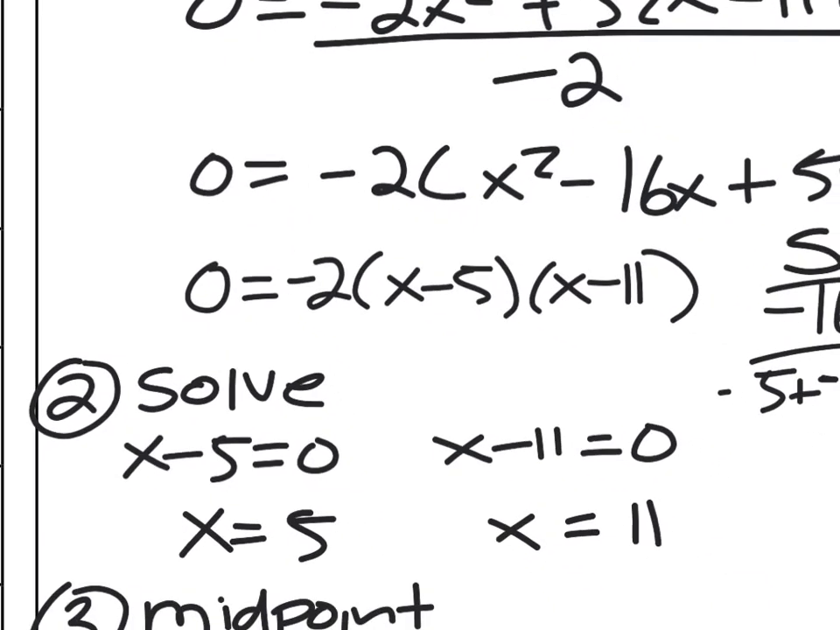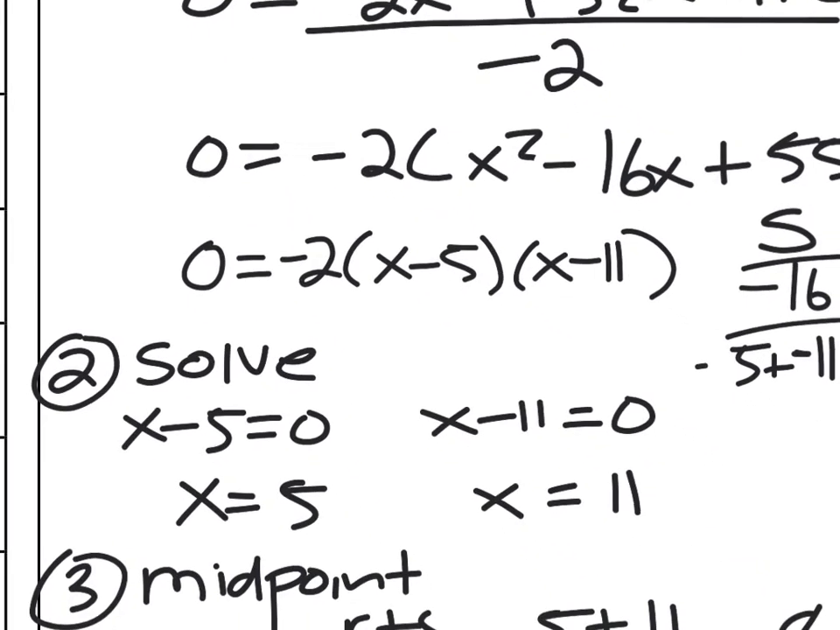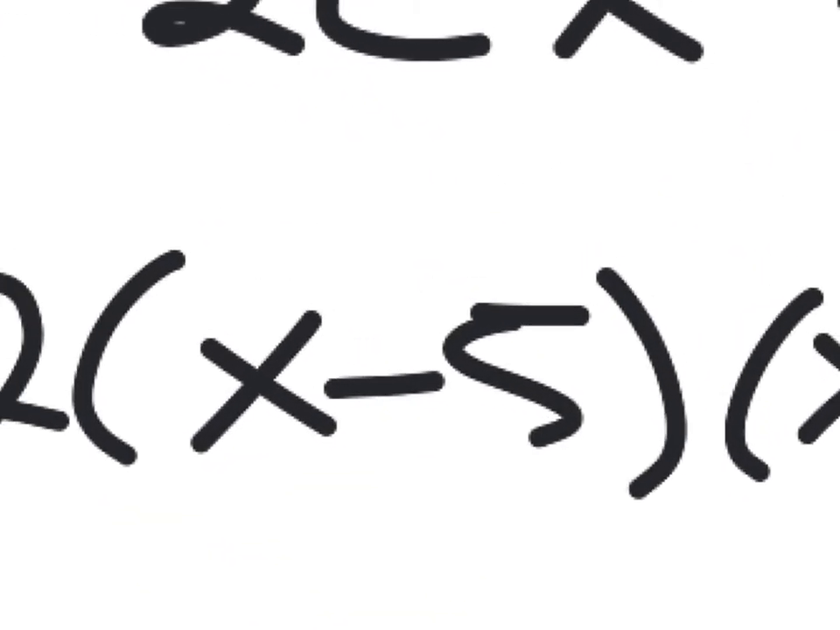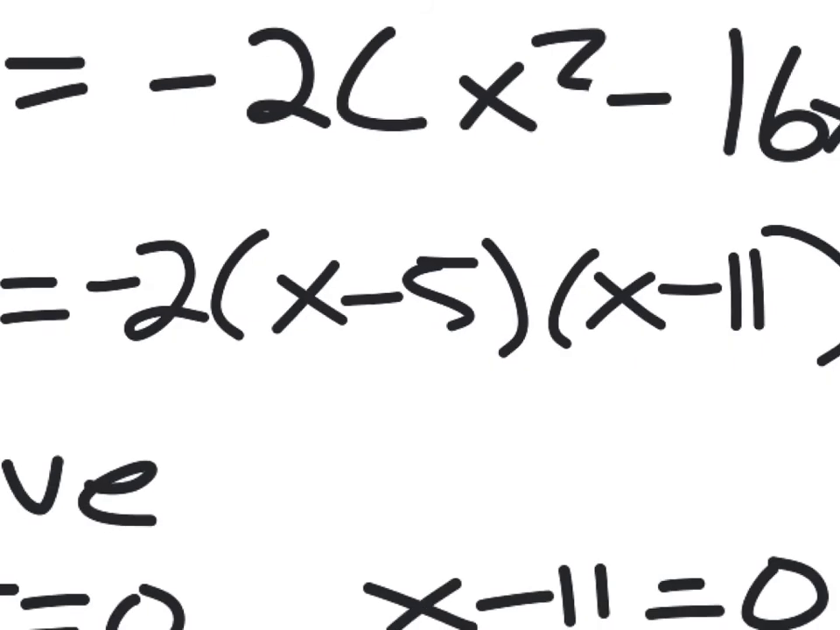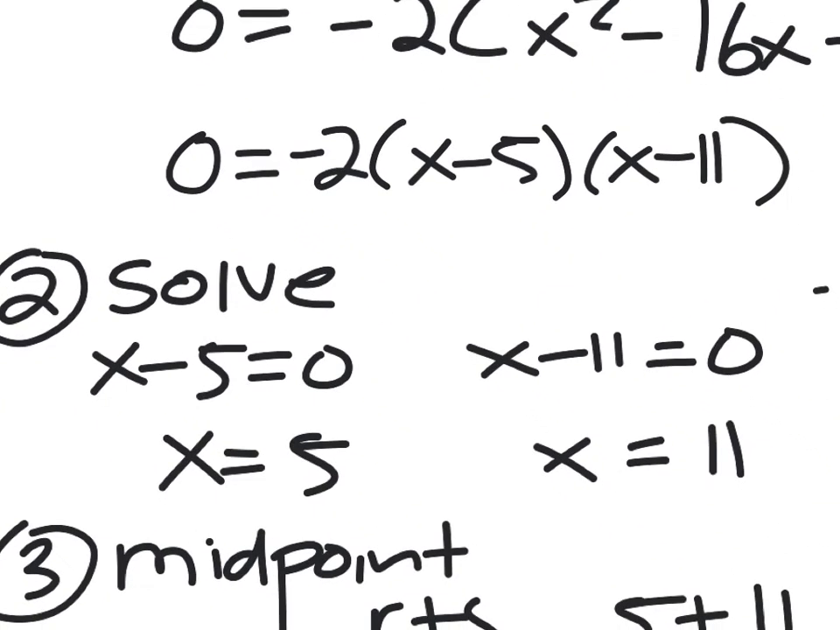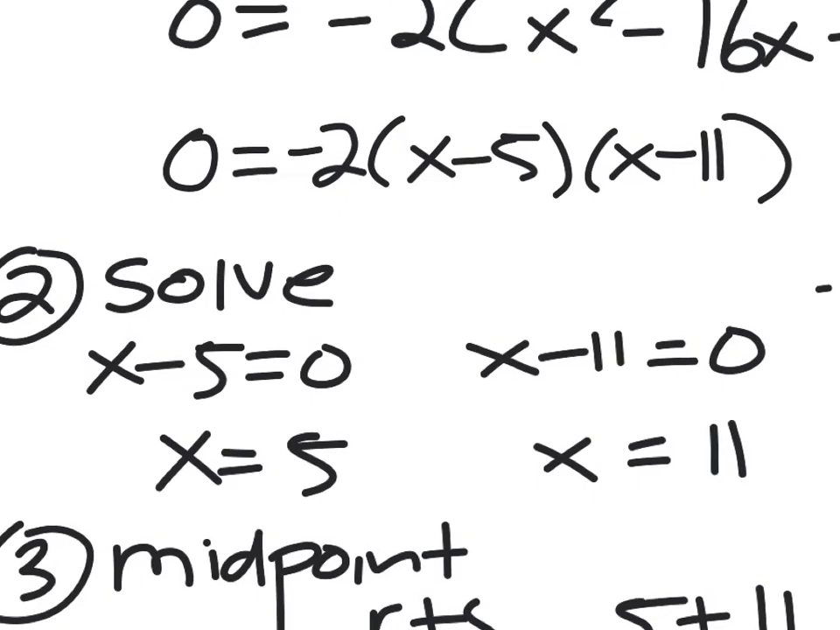Now, when I'm asked to solve, I don't worry about that negative 2. Why am I not worrying about that negative 2? Because it's not with my x or the other x. So I separate those 2 x's and set them equal to 0 to be able to solve. So I've got one x-intercept at 5, the other x-intercept at negative 11.